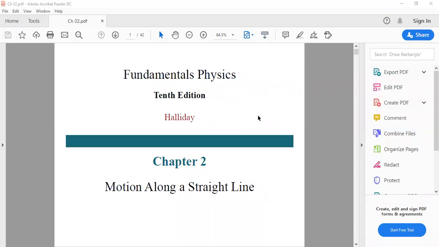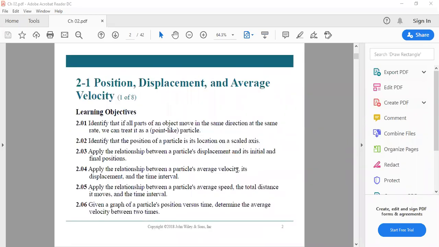Okay, here we go with chapter 2, motion along a straight line. You can see our objectives here. We're going to identify that if all parts of an object move in the same direction at the same rate, we can treat it as a point-like particle. We can identify that the position of a particle is its location on a scaled axis.